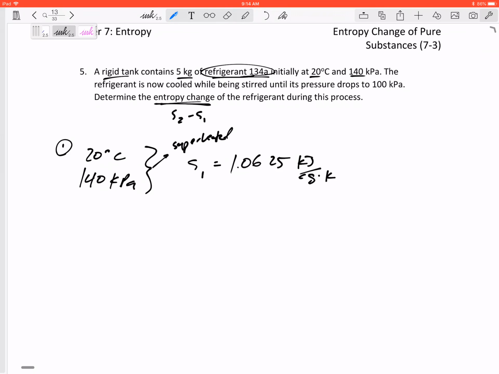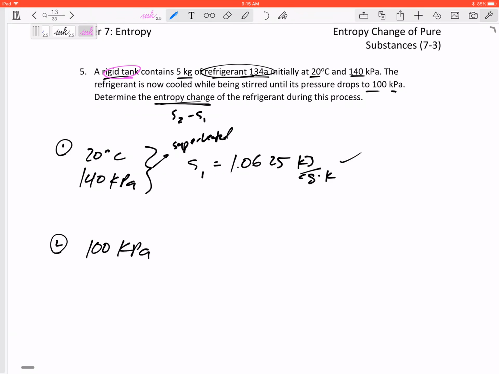First I went to the property table, but then I saw that the temperature was too high for that saturation pressure, so I knew it was superheated. I went to the superheated vapor table and found S1. Now for state 2, what do I know about state 2? It's cooled while being stirred. Its pressure drops, so its pressure is 100 kPa. What else do I know?